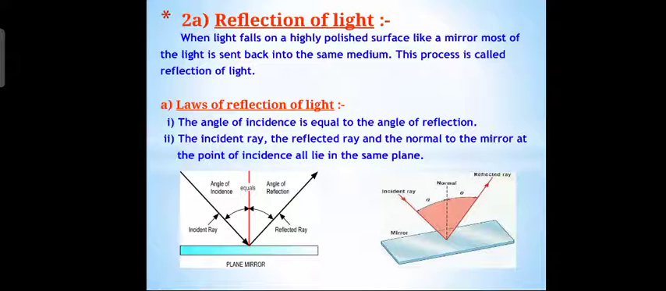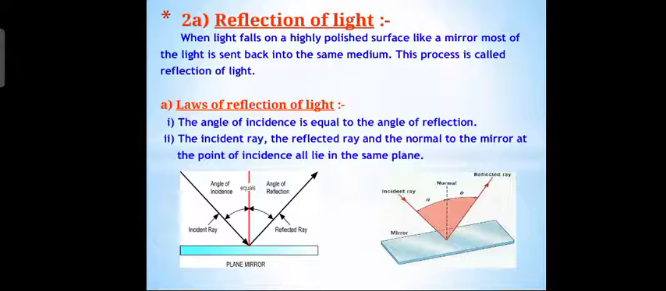Now what do you mean by reflection of light? When light falls on a highly polished surface like a mirror, most of the light is sent back into the same medium. This word is required here, same medium, because this is the term which will differentiate reflection from refraction. This process is called reflection of light. Okay, I got the point, that's reflection. If light is applied to any polished surface, it reflects the light in the same medium.